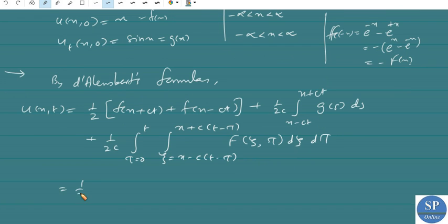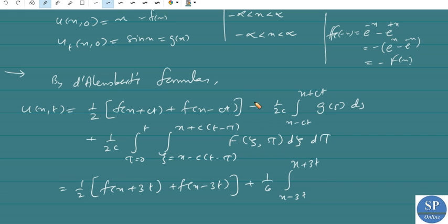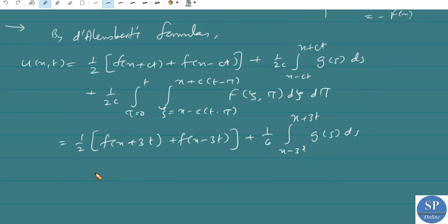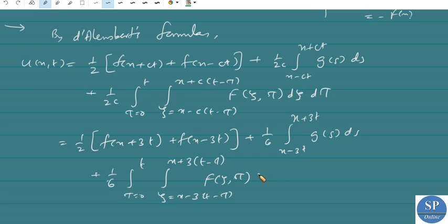So replacing these functions, and here c equal to 3, we have this is nothing but 1 by 2 into f of x plus 3t plus f of x minus 3t, plus 1 by 2c, that is 1 by 6, into integral x minus 3t to x plus 3t of g of s ds, plus 1 by 2c, that is 1 by 6, into integral tau from 0 to t, zeta from x minus 3 into t minus tau to x plus 3 into t minus tau, of F of zeta, tau d zeta d tau.